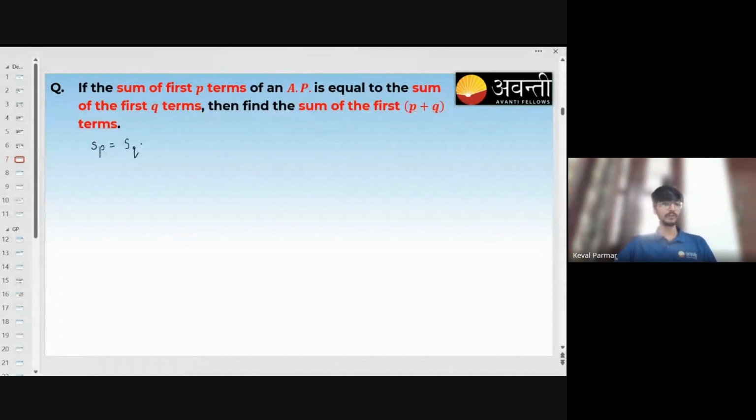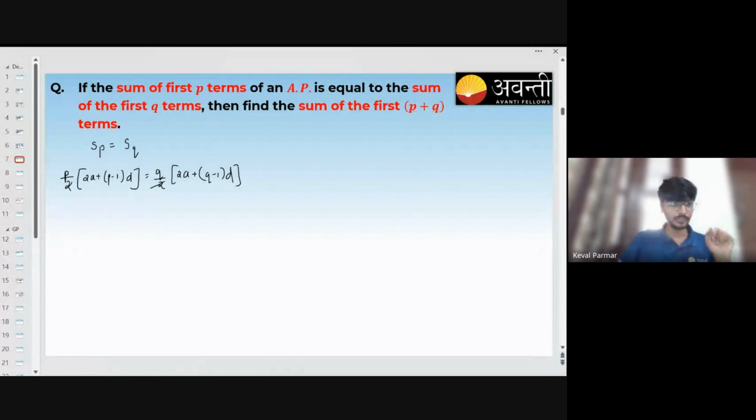Now I am assuming the first term of an AP be A and the common difference be D. That means we cannot leave the answer in terms of A and D. So P by 2 into 2A plus P minus 1 into D will be equal to Q by 2 into 2A plus Q minus 1 into D. Here, by 2 and by 2 will get cancelled.